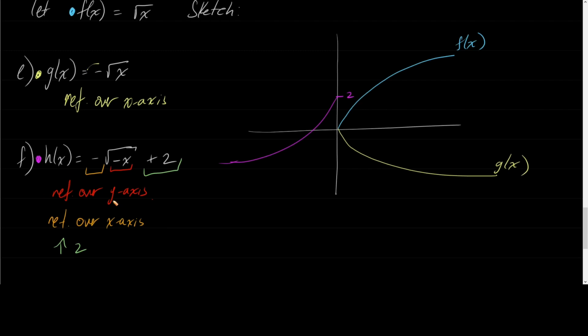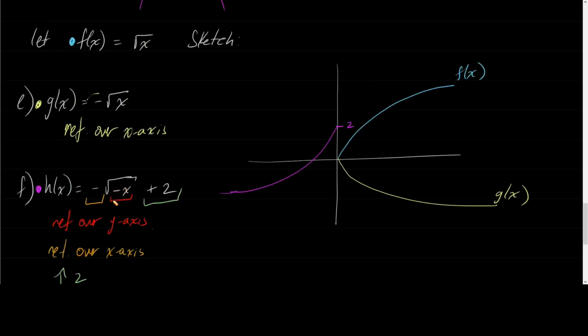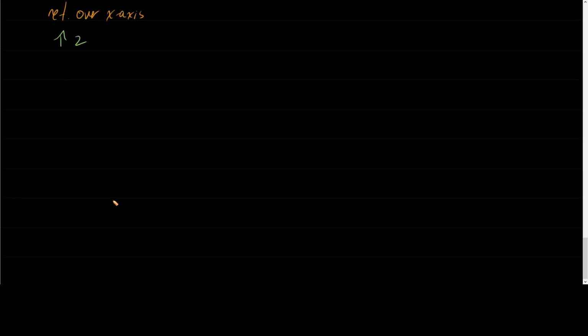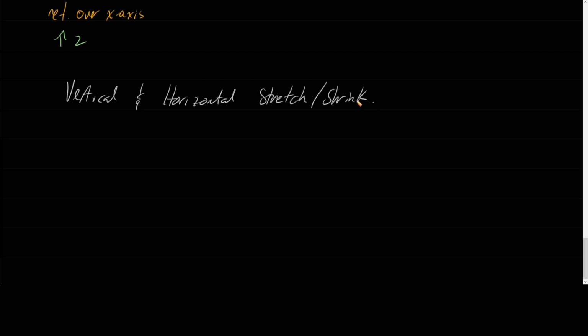Now, so those are so far reflections and shifts. We also have something called vertical and horizontal stretch or shrink. Okay. So here we go.